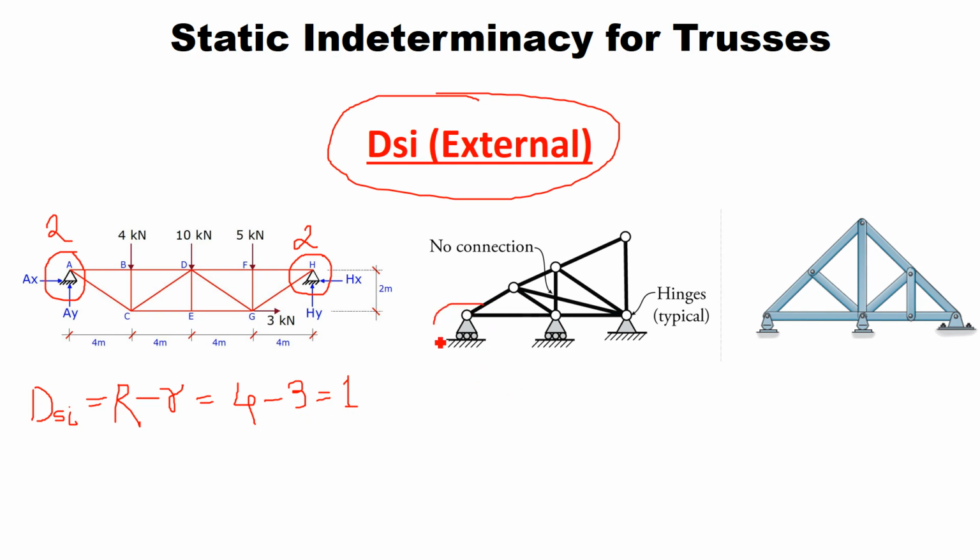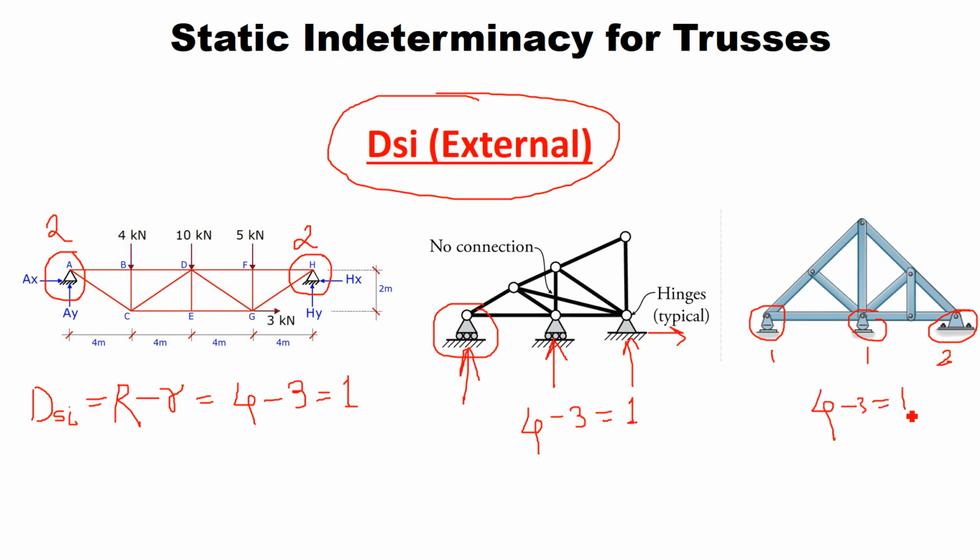Similarly, in the second example, roller support at the left end, one reaction at the roller support, one reaction at this roller support, and two reactions at the hinge support. Here also capital R equal to 4, minus equations of equilibrium are 3, so DSI for this truss is also 1. If you look at this third truss, these are the symbols of roller support again, and this is a hinge support. So 1, 1 and 2. Here also capital R equal to 4 minus 3, DSI equal to 1.